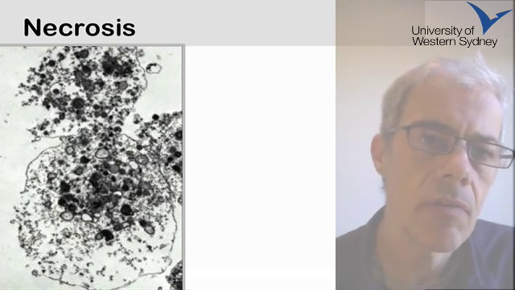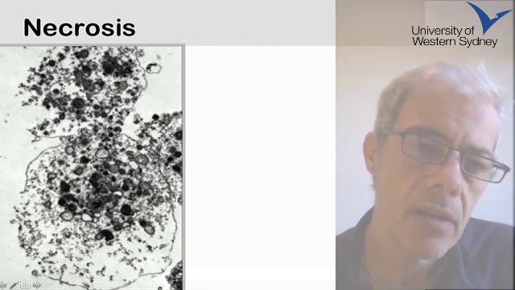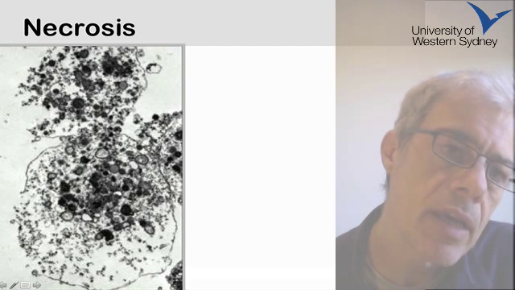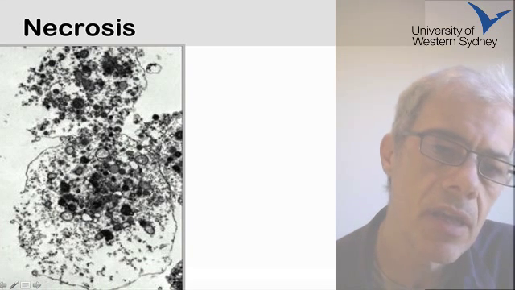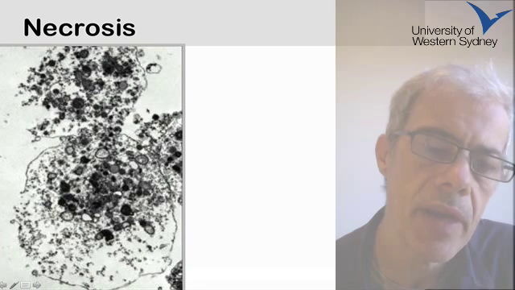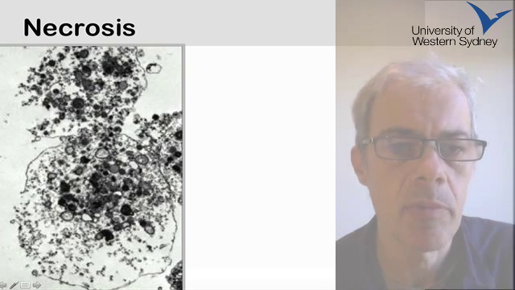This is an image of a cell undergoing some form of necrosis, and you can see that the membrane is not intact and the cellular contents are leaching out into the surrounding area, which will cause major problems for the organism.